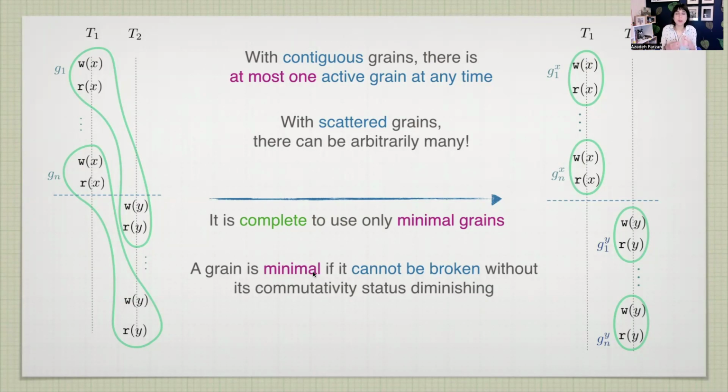The concept of a minimal grain is basically a grain that cannot be further broken down without compromising its commutativity properties. So if you look at G1 through Gn on the left, and the variations, G1x's and G1y's on the right, you will see that the ones on the right effectively have much better commutativity properties than the ones on the left. So whatever the ones on the left were supposed to do for me in terms of declaring causal concurrency and predicting a race, the ones on the right would do as well and better for me.